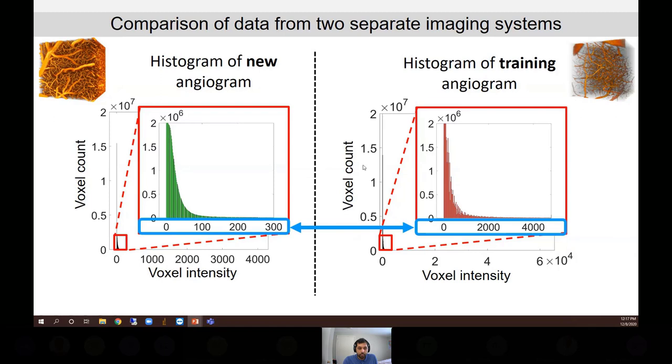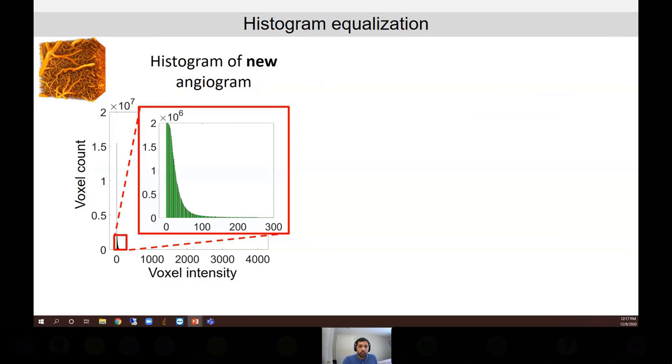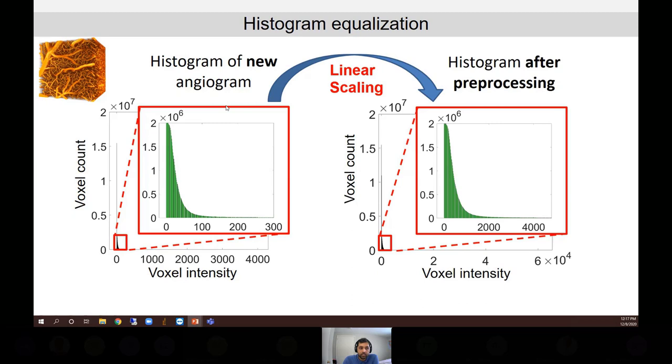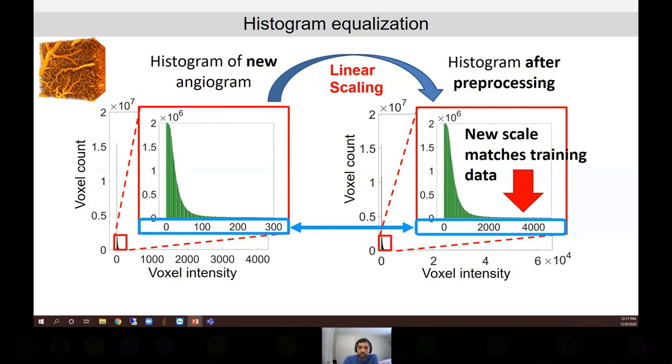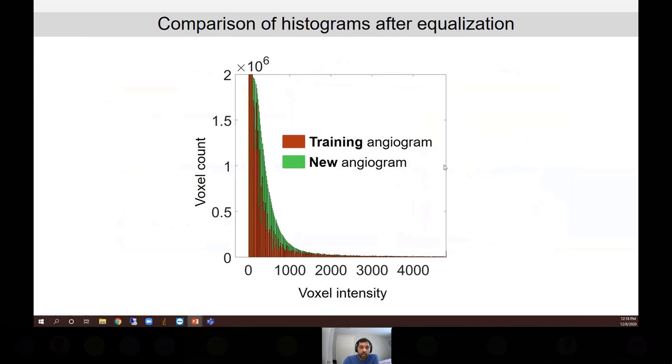If you compare their linear scales, they are quite different. And this is due to the fact that in the new imaging system, we have a 10-bit camera, whereas in the old data we were using a 16-bit camera. So what we do is that we perform linear scaling on the histogram of the new imaging data, such that its scale now better matches that of the training data. And here I'm showing an overlay between the new angiogram histogram, which has been scaled, and the training data. And you see that now it is a much better match.